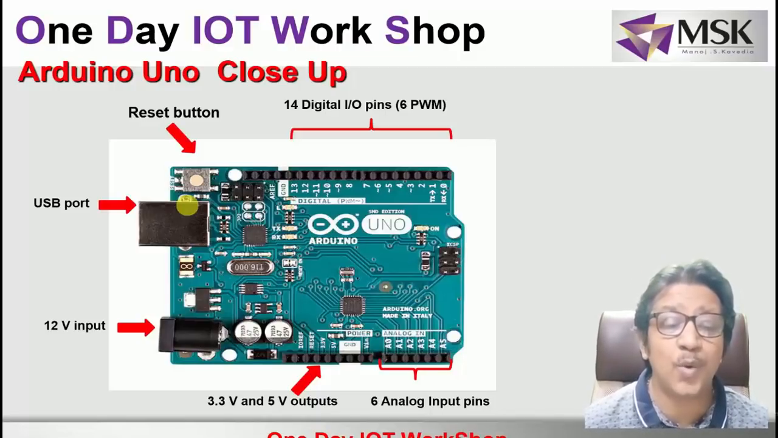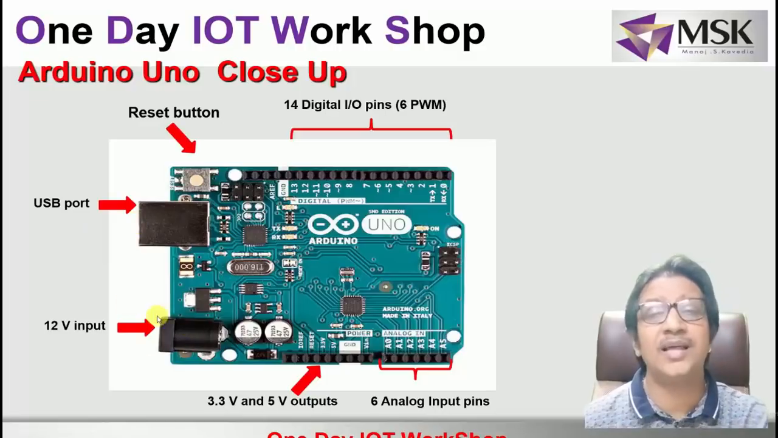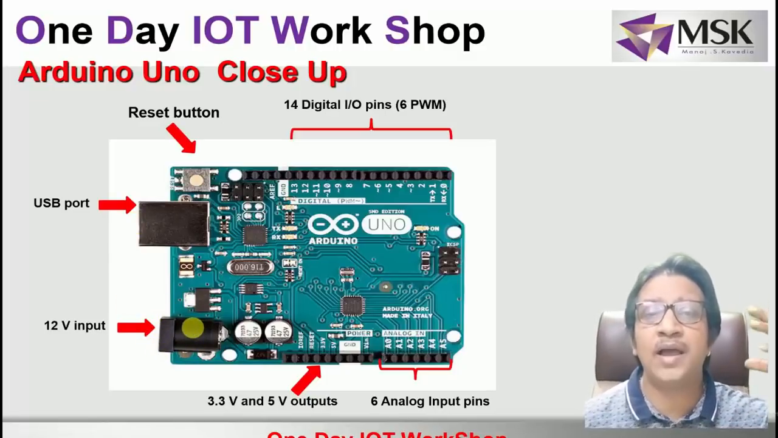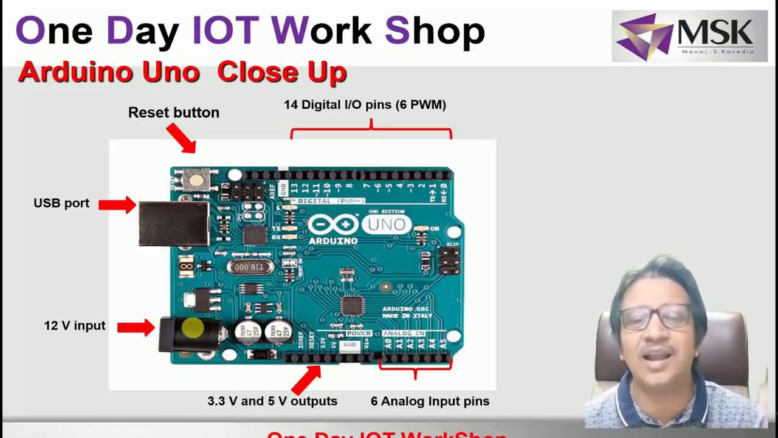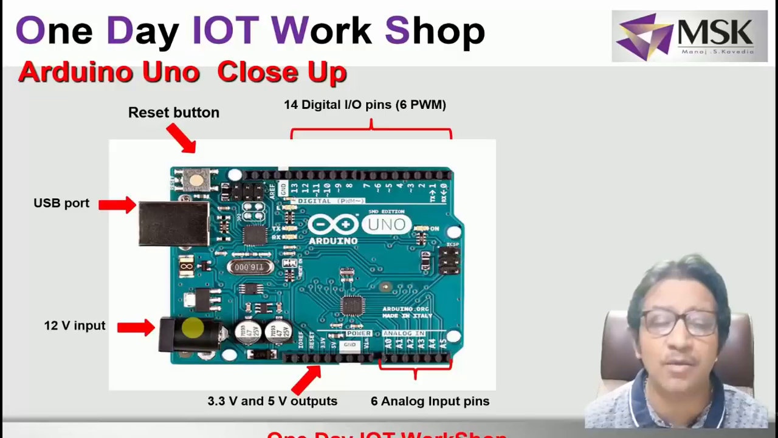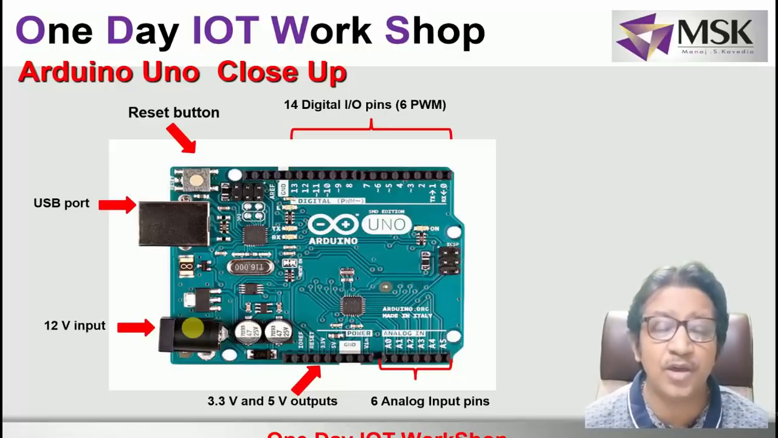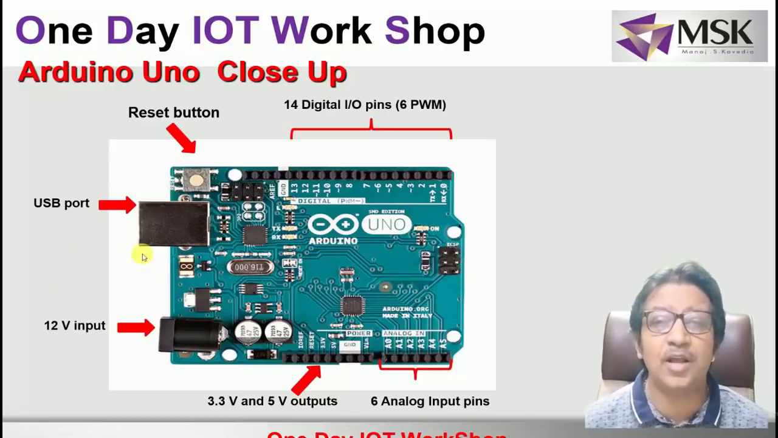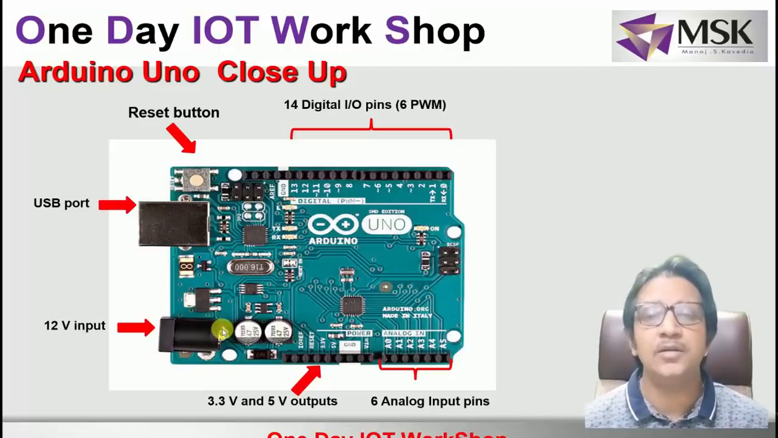Apart from that, there is a 12 volt input. This can be given from the adapter. So my adapter can be connected to AC mains, and this adapter will power up my Arduino. So once my programming is over, I can remove the USB cord from here, and I can connect the adapter of 12 volt, which will run my embedded system.